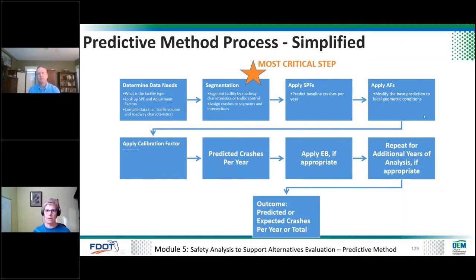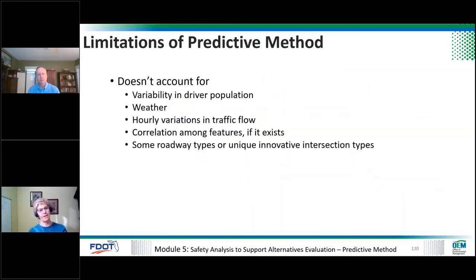So once you've repeated steps per year, and again, the software is set up to do that for you, you get your outcome of predicted or expected crashes per year, and then your totals. And depending on the models you're applying, you can get that by severity level as well. And if you're doing arterials, you can get pedestrian and bicycle crashes. So that's kind of the method in a nutshell.